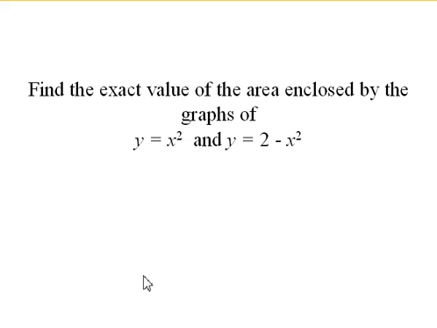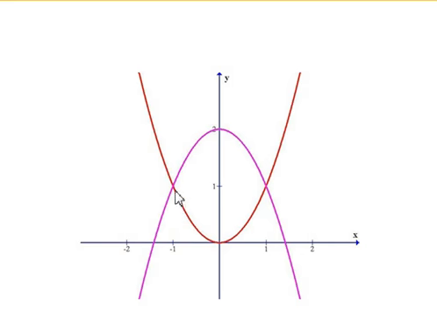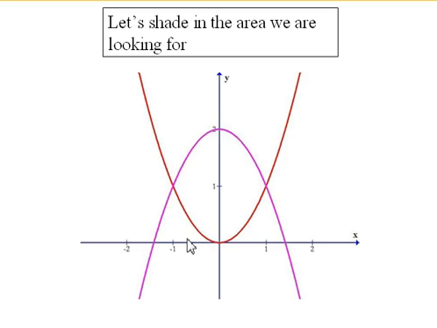One last thing to show you is if we wanted to find the exact area enclosed by two graphs, for instance x squared and 2 minus x squared, notice in this case we weren't given limits of integration like we were in the last two. Well, let's take a look at the plot. Notice that there actually is an area enclosed by the two graphs.